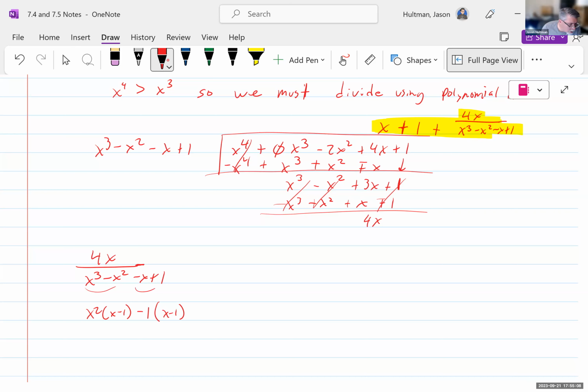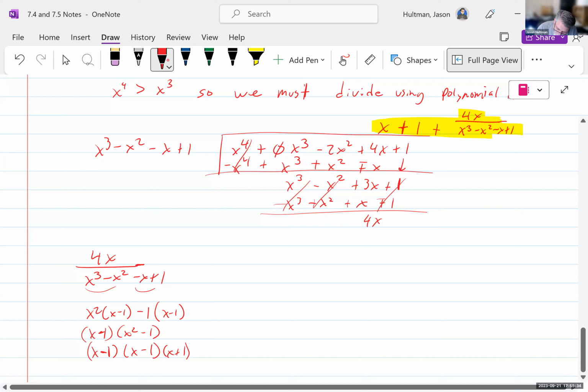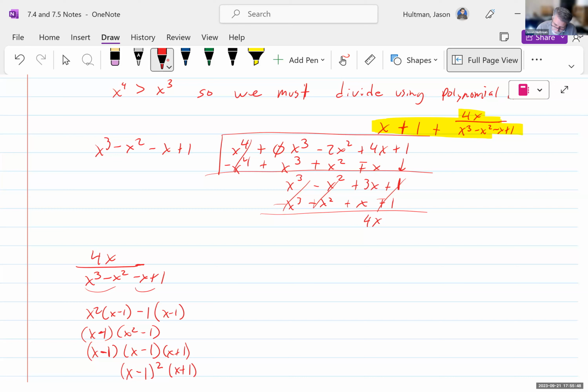I'm going to factor out the x minus 1. And I get x squared minus 1. And that I know factors. That's the difference of two squares into x minus 1 times x plus 1. Okay, and so I can rewrite this as x minus 1 quantity squared times x plus 1.